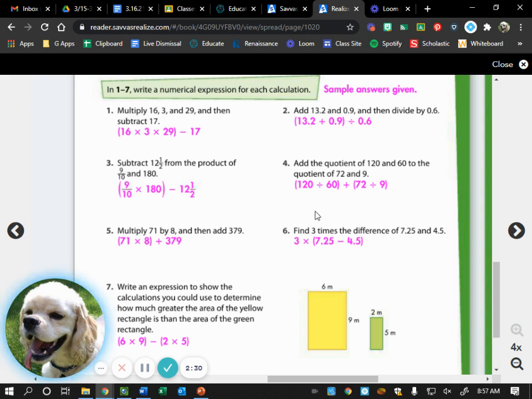And then number 4, we had add the quotient of 120 and 60 to the quotient of 72 and 9. So the quotient is the answer to a division problem. So we're taking 120 and dividing it by 60, and we're taking 72 and dividing it by 9 because we're finding the quotient of each, and then we're adding them. So that requires us to put parentheses around both of our division problems to ensure those are solved first before we add. Other questions on number 4?